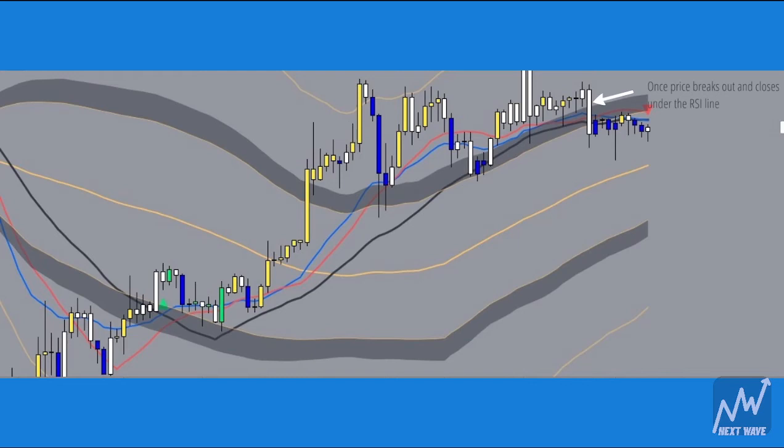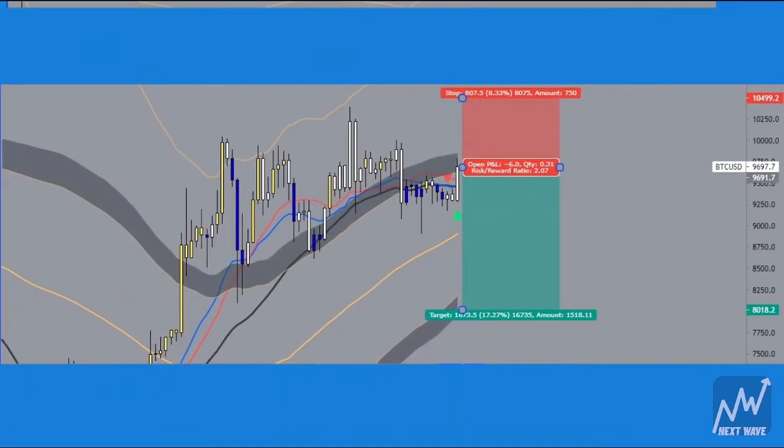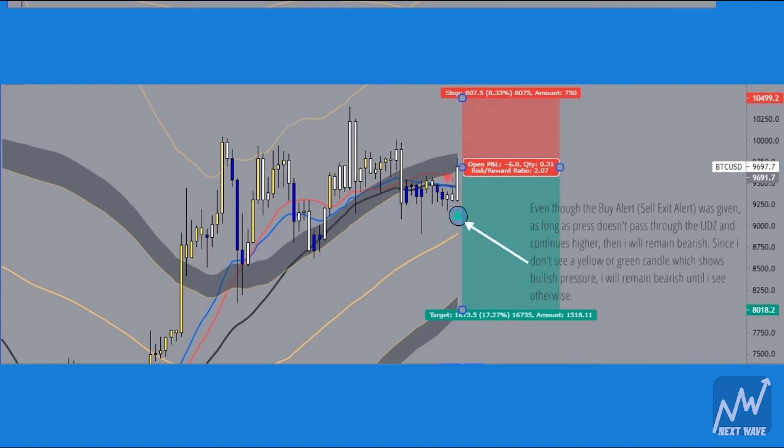Once price breaks out and closes under the RSI line, and the compass line passes through the RSI line, then the sell alert, buy exit all alert, will be given. Once price gives the sell alert, I wait for the retest of the RSI line or the upper danger zone. Even though the buy alert, sell exit alert was given, as long as price doesn't pass through the upper danger zone and continue higher, I will remain bearish.